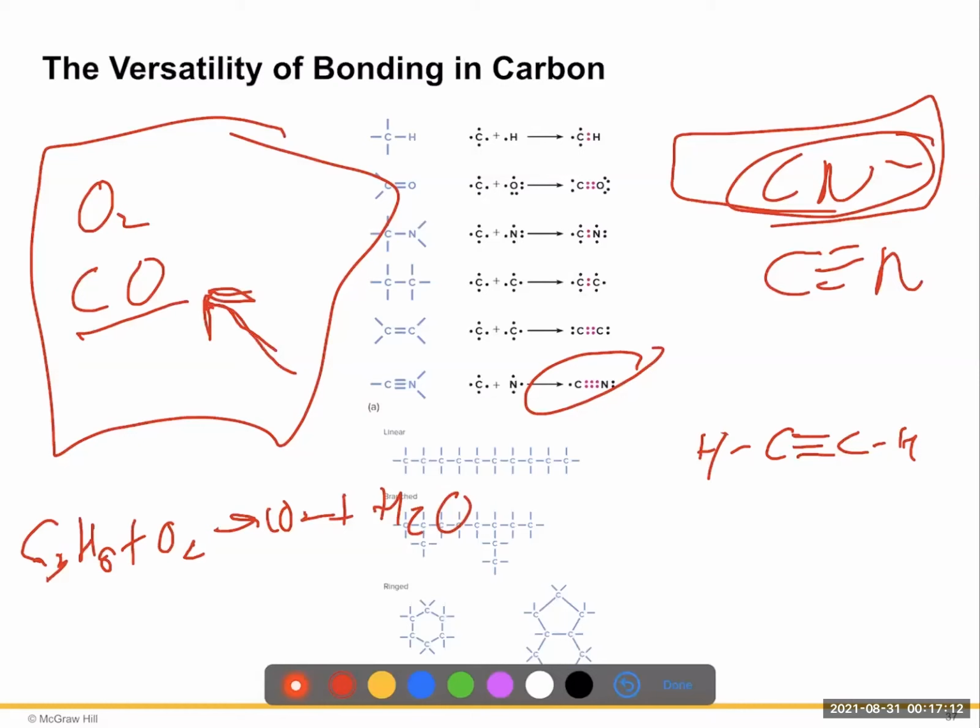But carbon can be linear, it could be branched, or it can form these ring structures like it does inside of teeth. Okay? Glucose is a 6-membered ring structure of carbon. That's the energy that most of the body feeds on.